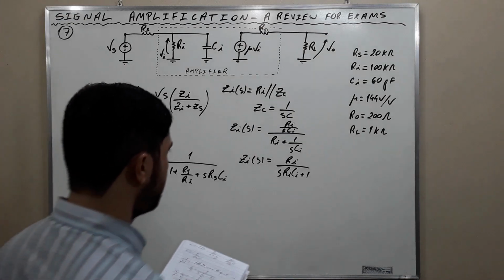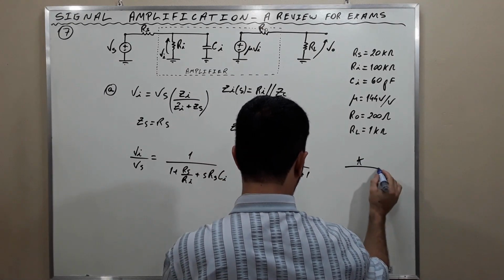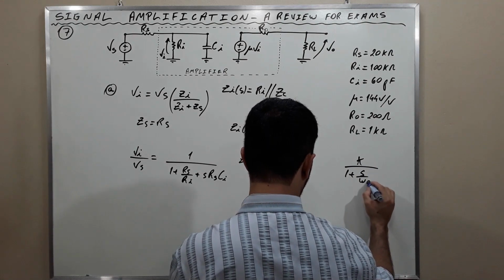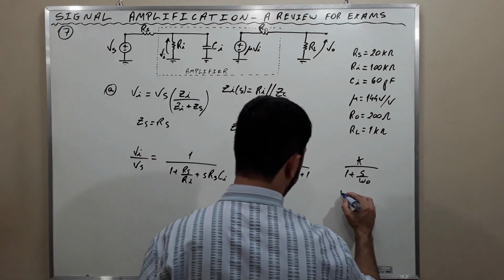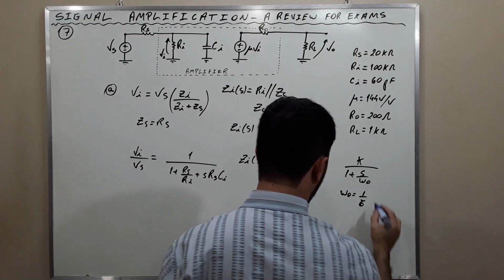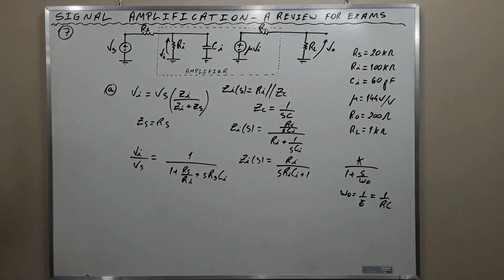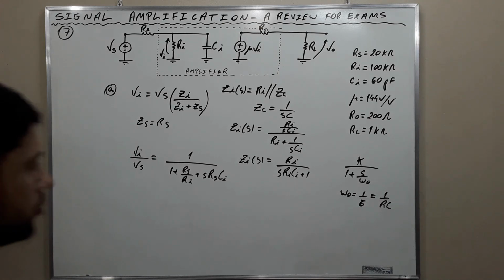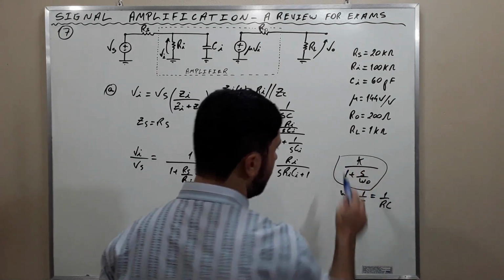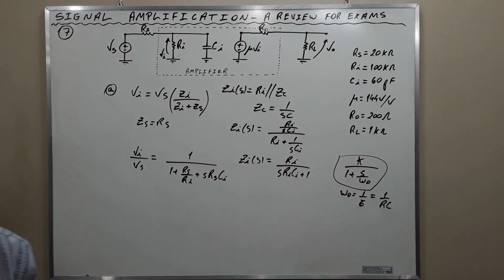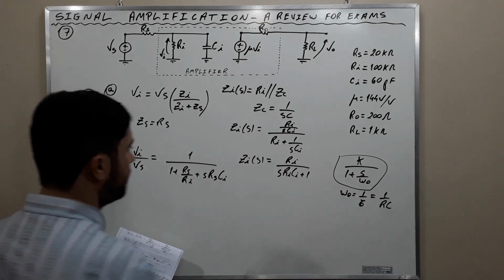This is the standard form. I'm going to put it here. K over 1 plus S over WO. In which WO, 1 over tau, is the time constant of the network. For us, is RC. Okay? WO is the half power cutoff or corner frequency. You choose how you are going to consider it. It is the half power frequency, the cutoff frequency, or the corner frequency, and tau is the circuit's time constant. Okay, considering this, which is the standard for low-pass single-time constant networks, we're going to rewrite this in this fashion here.